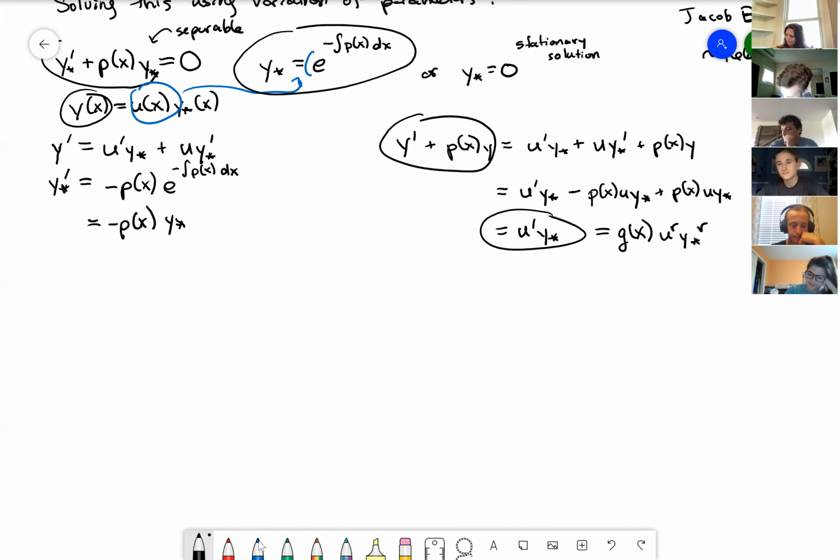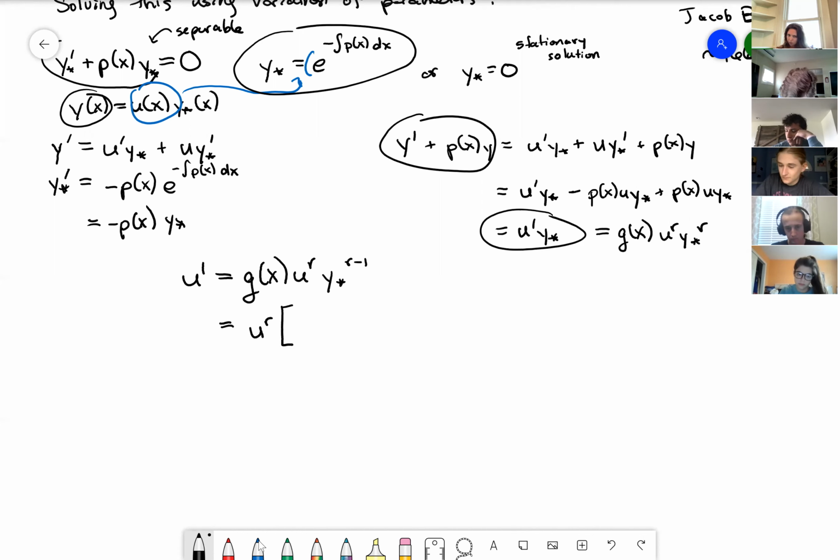Okay, so now we solve for u prime, and we get u prime is equal to q of x, u to the r, y star to the r minus one. I'm going to rewrite this in a mathematically suggestive way. I will write u to the r in front, and then I'll bracket together q of x, y star to the r minus one. And why is this?